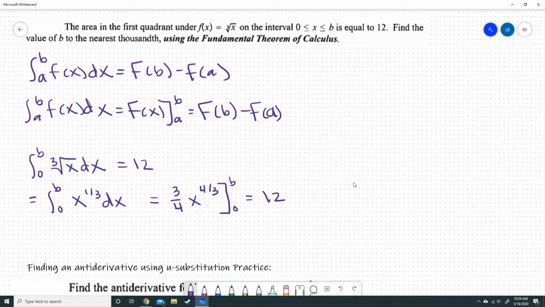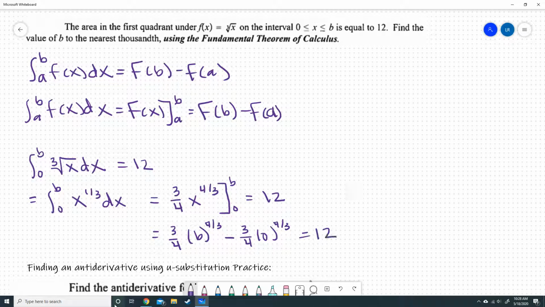So let's go ahead and plug in what we know. 3/4 b to the 4/3 minus 3/4 times 0 to the 4/3, and this equals 12. Well, 0 to the 4/3 is still 0, and 0 times 3/4 is still 0. So really, we just have this piece here. And you know what? That's just algebra. This is now just algebra.